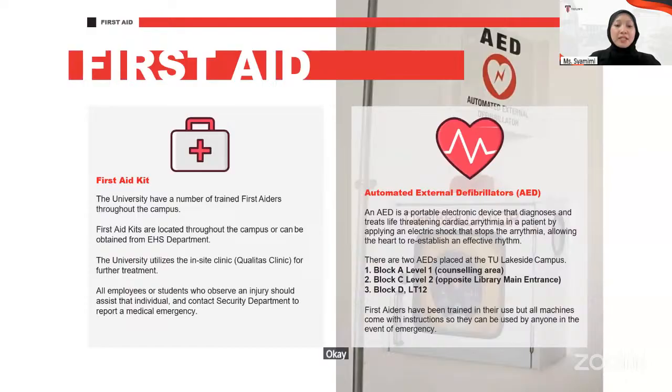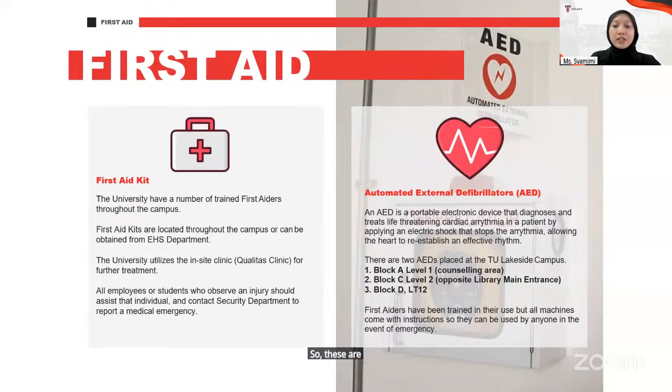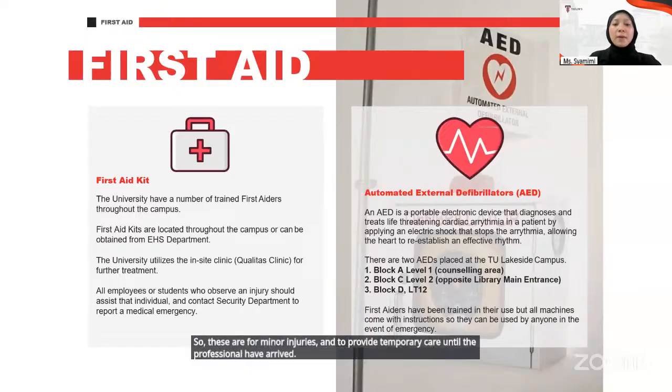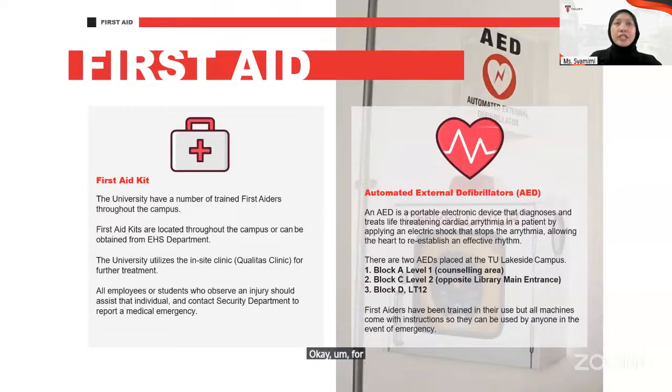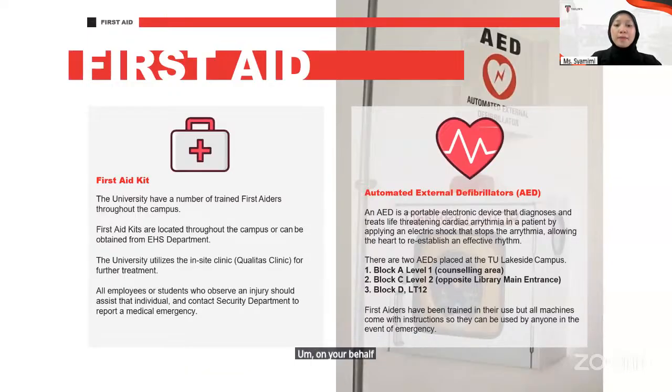Okay, medical emergency. First aid kits are available in the common areas and at the counter services managed by our trained first aider. These are for minor injuries and to provide temporary care until the professionals have arrived. For anything beyond first aid treatment, usually the secretary will arrange an ambulance on your behalf. That is the first emergency contact when you're on our campus.